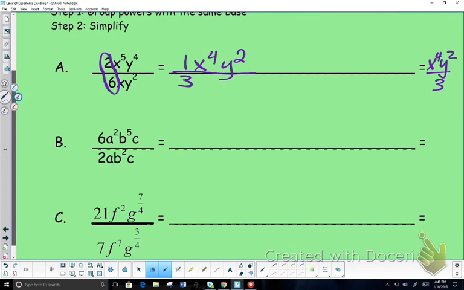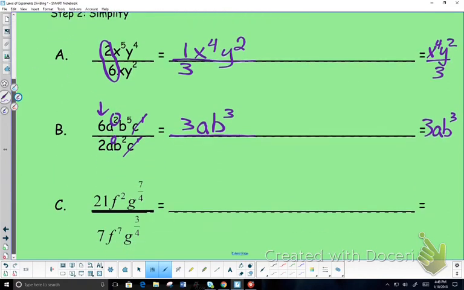Next one, once again, I'm going to start off with my numbers first. 6 divided by 2 is 3. I'm going to let this once again serve as my fraction bar. Where's the bigger a? My bigger a is on top. So then I just subtract the exponents. I got 2 minus 1, so it's 1. I don't need to put the 1. Where's my bigger b? It's on top. 5 minus 2 is 3. And then you'll notice the c's are the same. Well, if they're the same, that's like saying 1 minus 1, or can't you just cancel them out? So when I simplify this one, I get 3ab cubed.